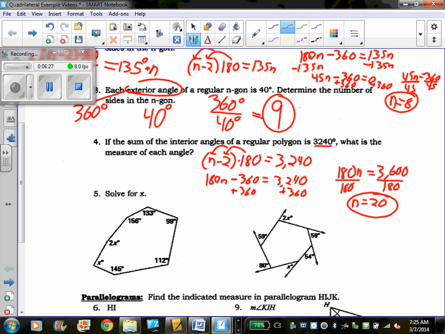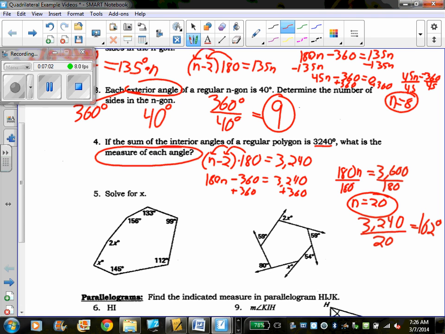Of course, now that we know that it's a 20-sided shape, we are able to figure out how big each angle is. Because now, since we know there are 20 sides, we're just going to take our total angle measure, 3,240, and divide by the number of sides that we have. We couldn't have done this without figuring out the number of sides. And if we do 3,240 divided by 20, we get 162 degrees.